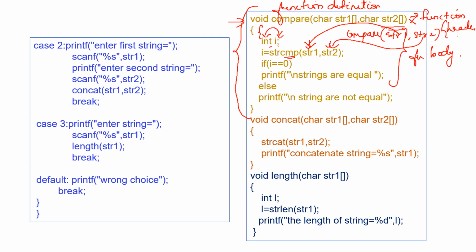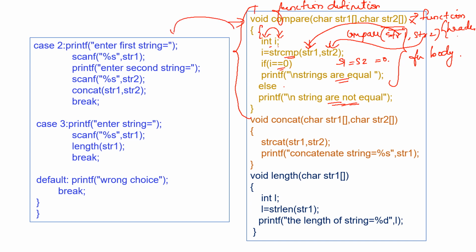Okay, now see here, if I is equal to 0, I have told you the concept in the beginning, right? If S1 is equal to S2, it returns a 0 value. So if I is equal to 0, printf the strings are equal, else printf the strings are not equal. Okay, after this you will have a break, you will be getting the output. This is for the case if you have pressed choice 1.